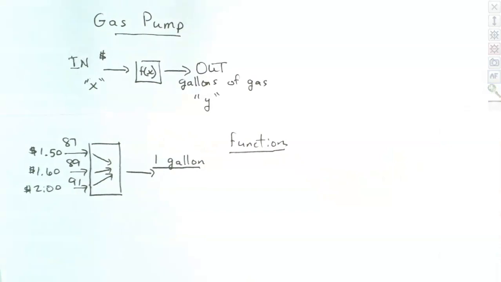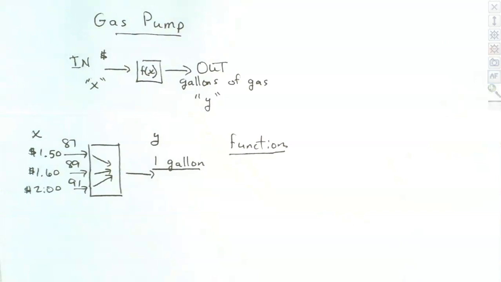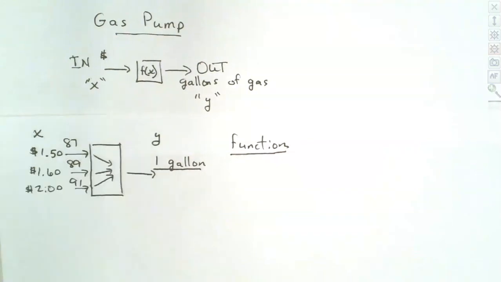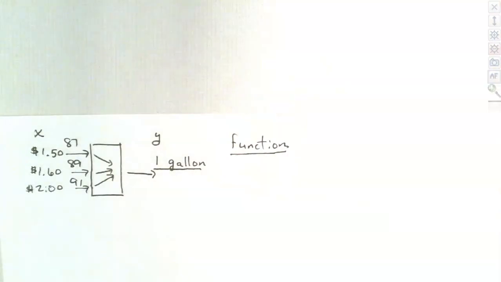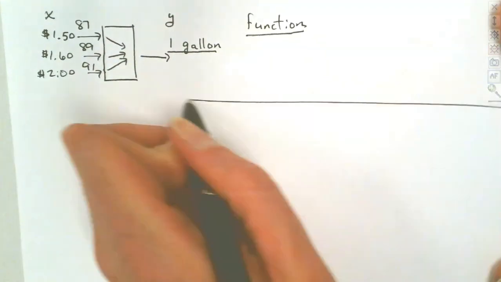So that's still a function. All these X values can go to different Y values. And that's a good illustration because we know if we go to the gas station, they've got different grades of gasoline. They cost different amounts. So if I put in $1.50 and I pick the 87, I get out 1 gallon. $1.60 of 89 gives me 1 gallon. And the $2 also gives me 1 gallon. And that can happen. So that's still a function. Now, where is it not a function? This one is not going to be a function. So this one is a function. The next one is not a function.